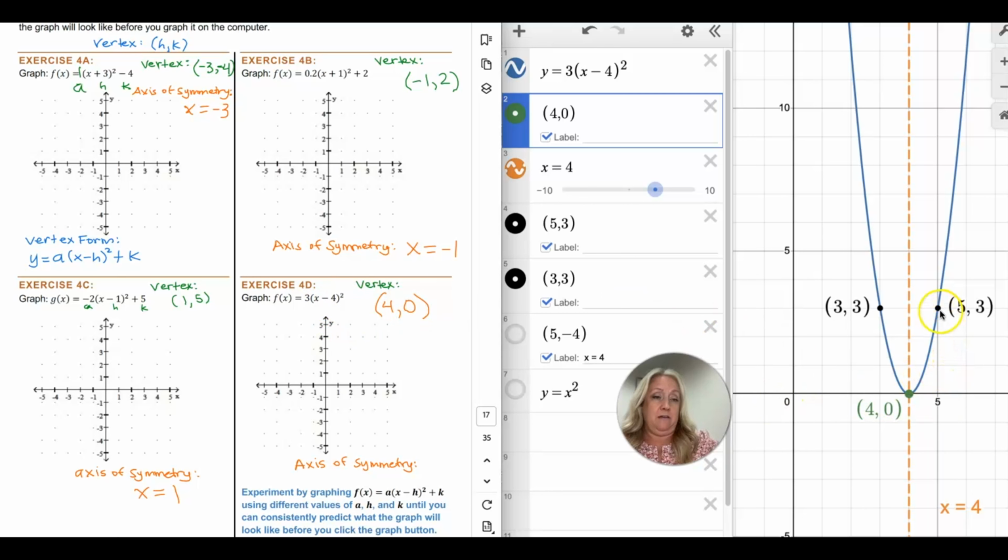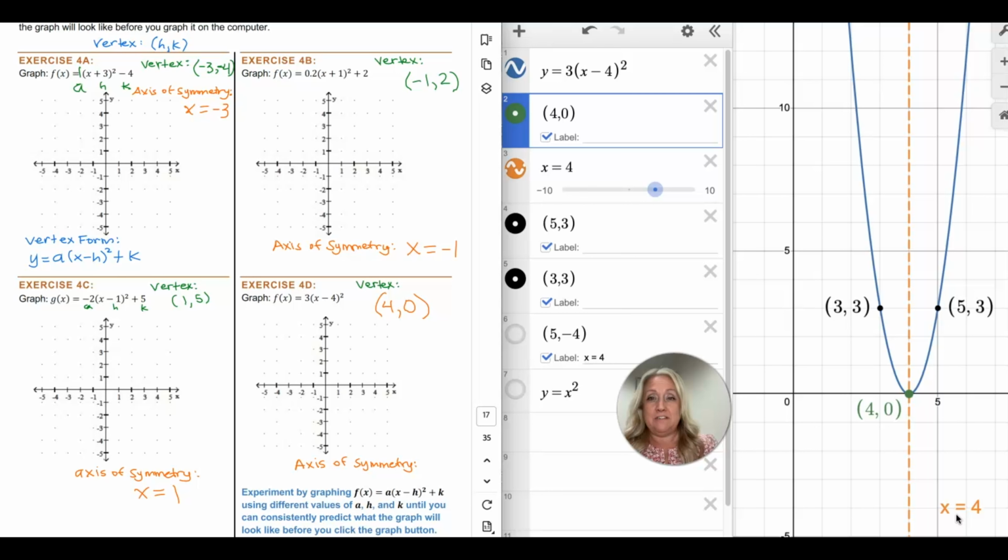And then we need to find our other points, and our A is telling us how we will do that. So since there's a 3 out in front, we're going to go from our vertex up 3 to the right one and up 3 to the left one, and that will give us where those points are at. Okay? And remember, our axis of symmetry goes right through our vertex at that x value. So our axis of symmetry is x = 4.